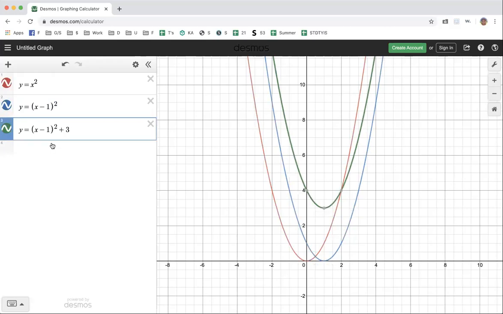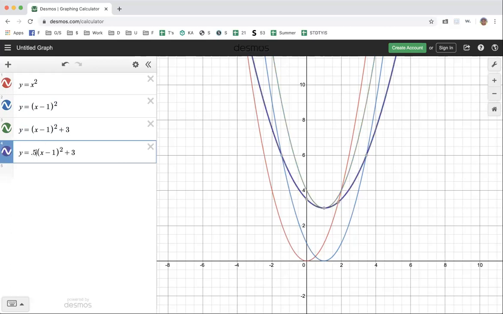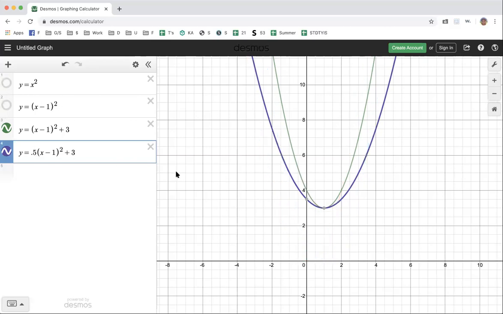Okay. Let's put a 1/2 in front of that. So that should be a vertical stretch by 1/2. In other words, it's actually kind of a vertical shrink, right? The graph should look a little shorter and fatter when we do that. And it does. So now we've made it a little bit shorter and fatter.